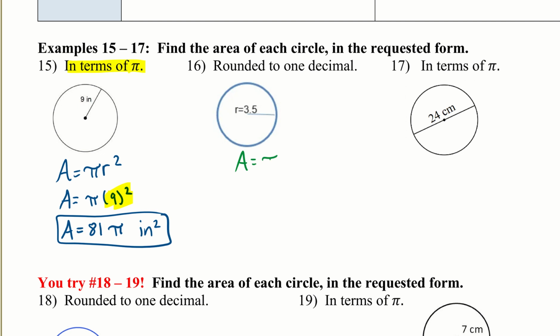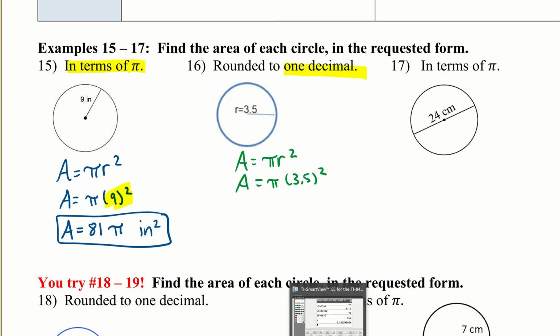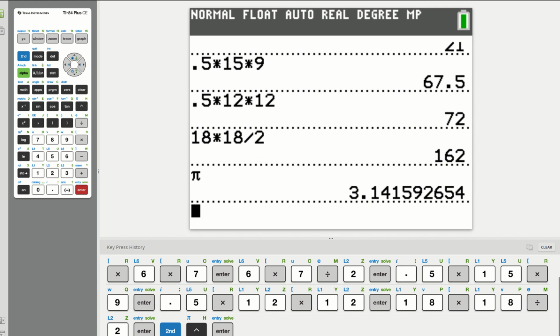Area would be pi times the radius squared. So that'd be pi times the 3.5 squared. Well, this has different directions. They want me to round this to one decimal. I'm not going to use 3.14 for pi. I'm going to use the pi button. Your phone calculator, Desmos, our classroom calculators, these all have a pi button on them.